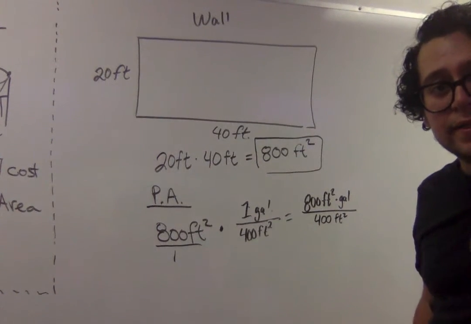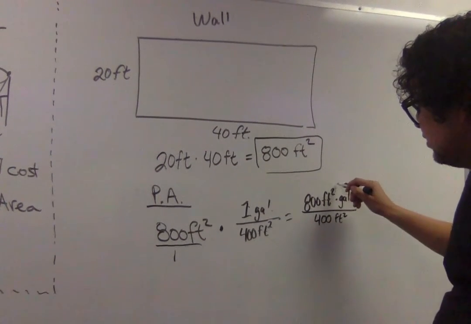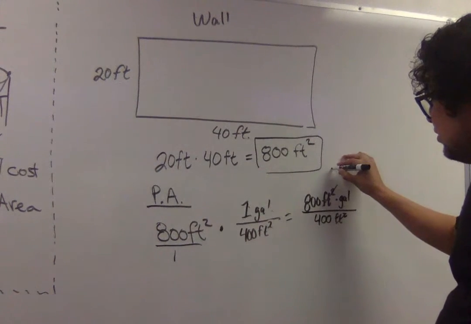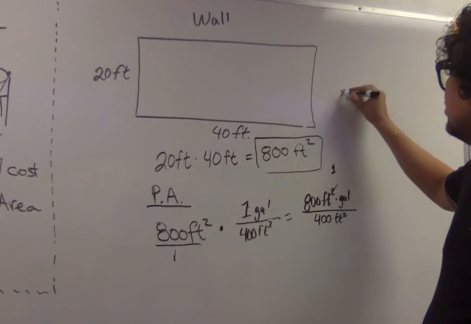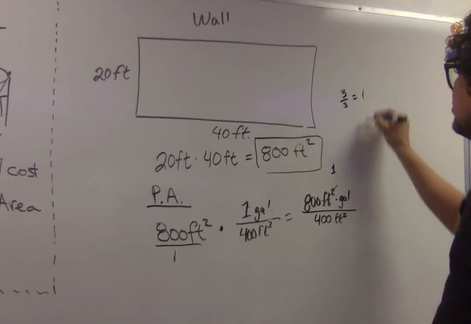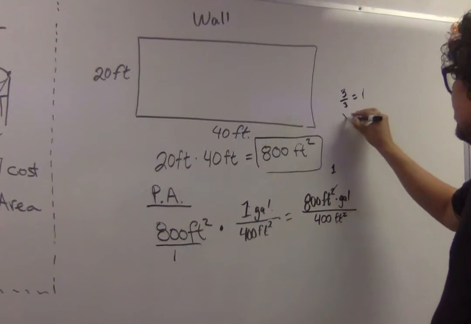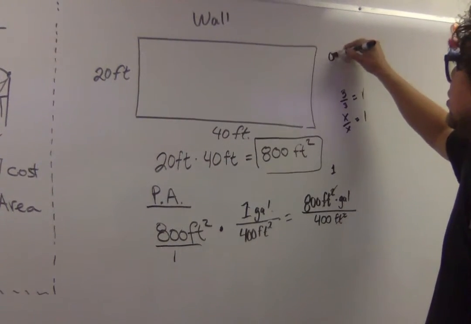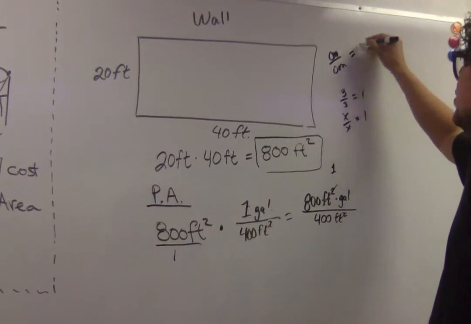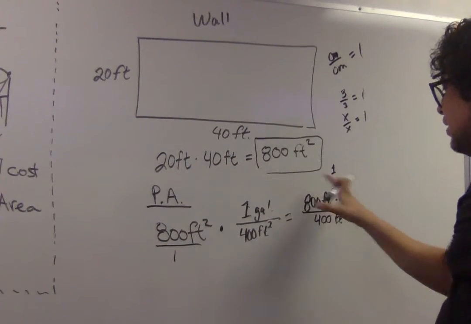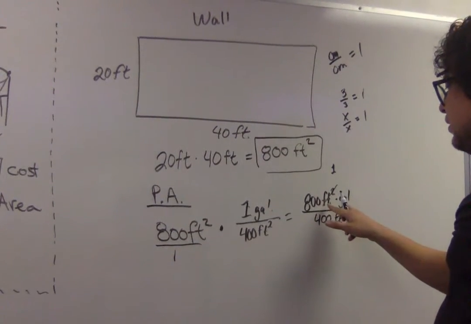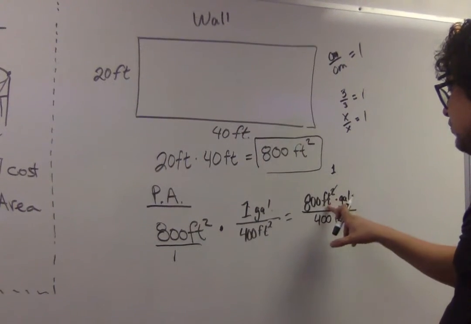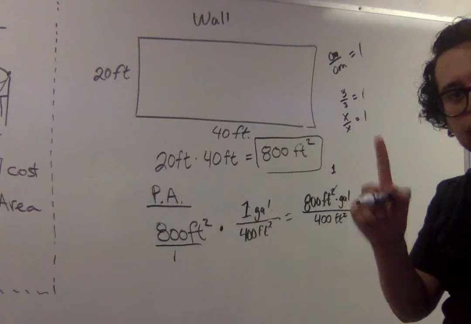Now I want to simplify this. So this feet squared and this feet squared just becomes like a 1. It's like saying 3 divided by 3. Well, that equals 1. Or I can say x divided by x. Well, that equals 1. Or I can say centimeters over centimeters. Well, that's going to give me 1. Whenever I have a fraction and things are multiplying and they are exactly the same, they just become 1. So feet squared over feet squared, that's 1.